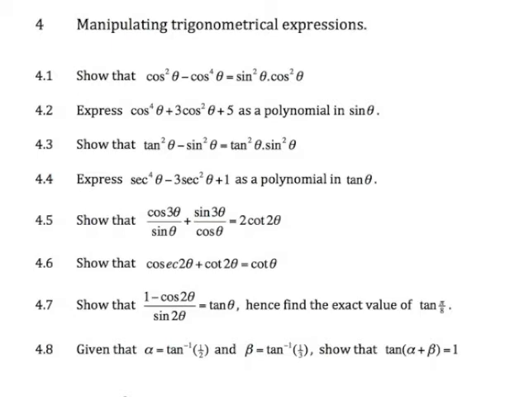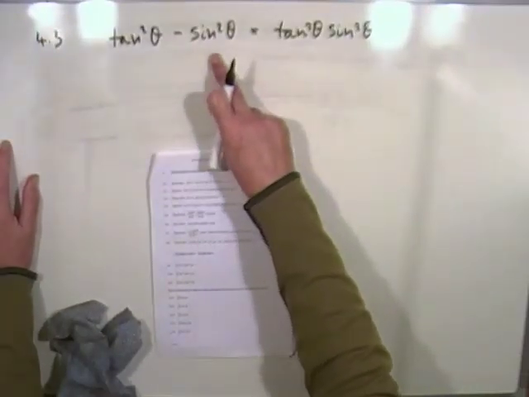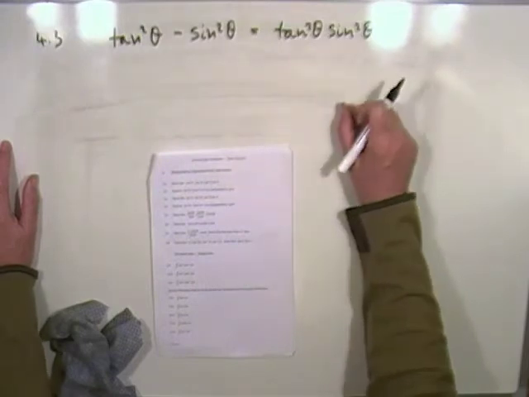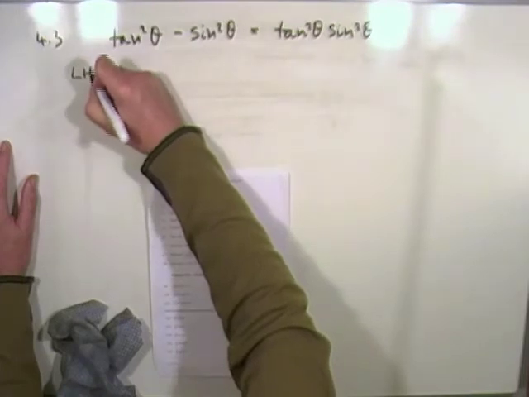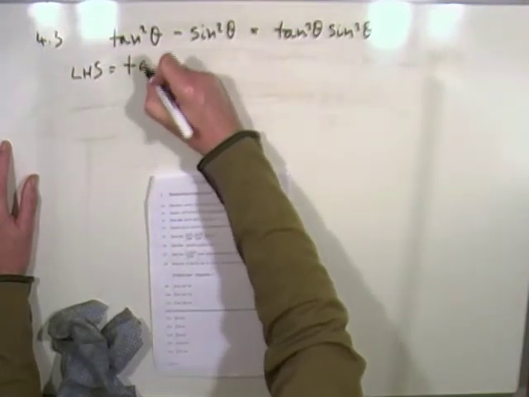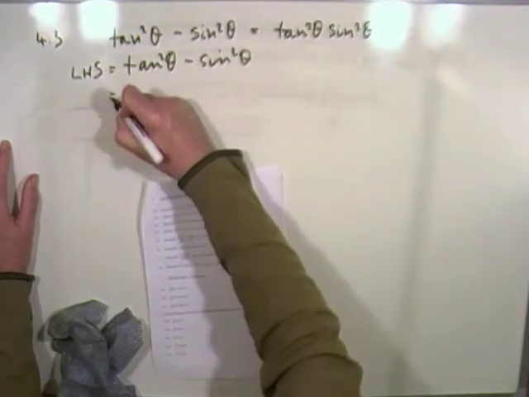Now question 4.3. Show that tan squared minus sine squared is tan squared times sine squared. Sounds a bit odd as an identity. Well, let's see. It's an identity, so start off with the left hand side. So left hand side is tan squared theta minus sine squared theta.